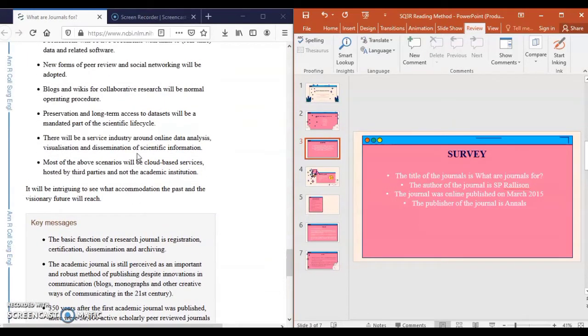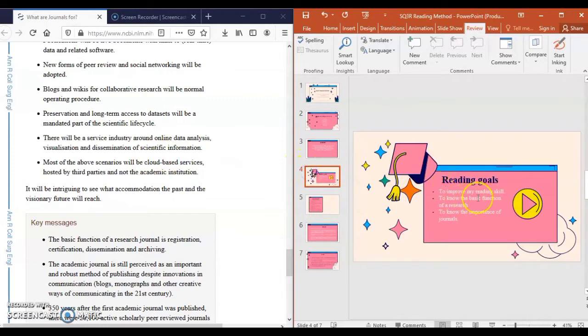Alright, after reading the key message, I will set my reading goals in the survey step. I determine my reading goals are to improve my reading skill, to know the basic function of a research journal, and to know the importance of journals.